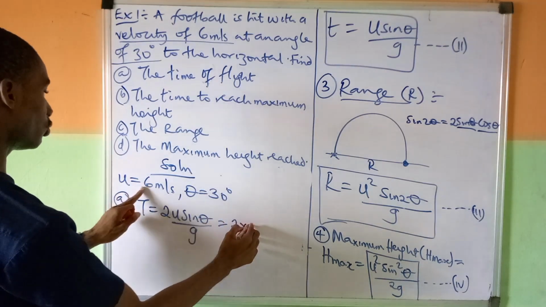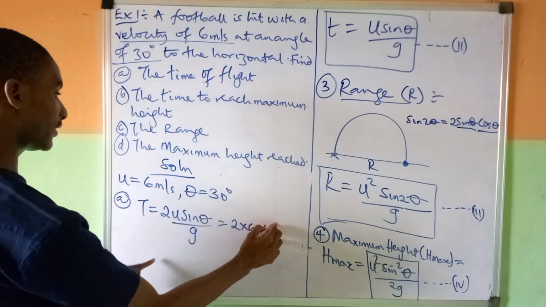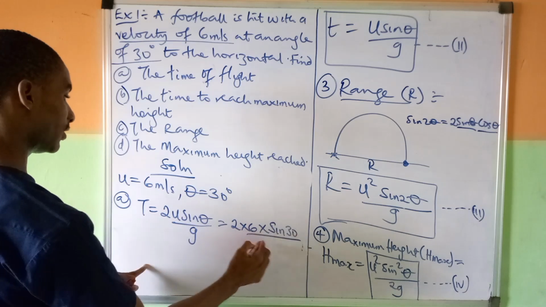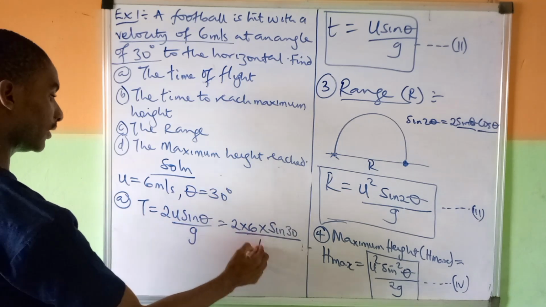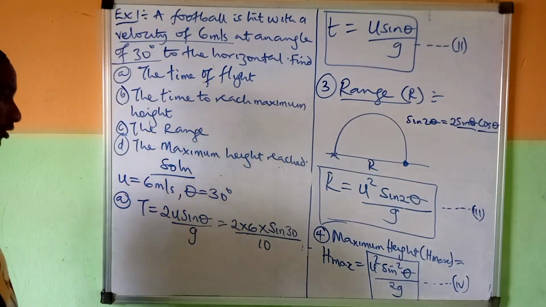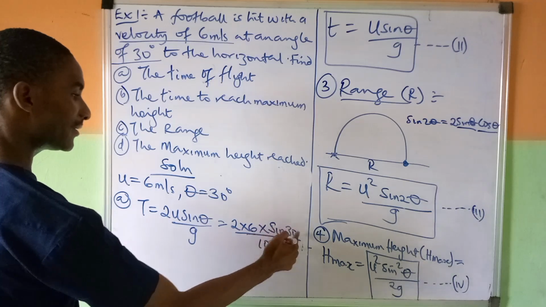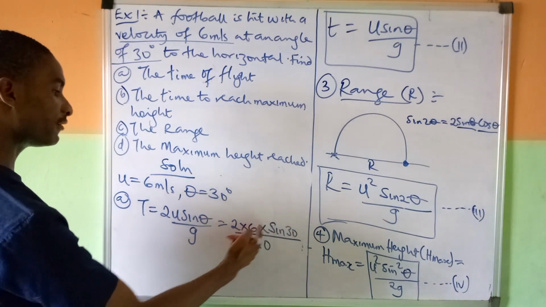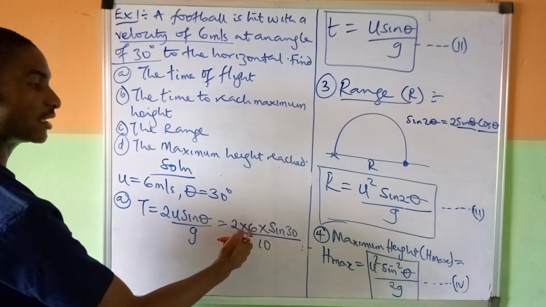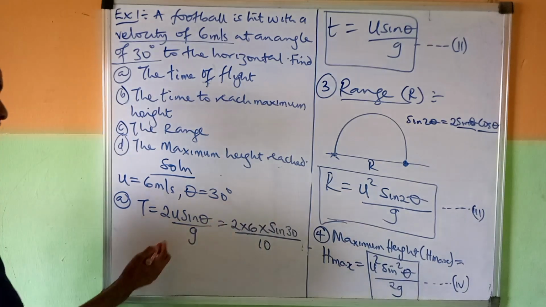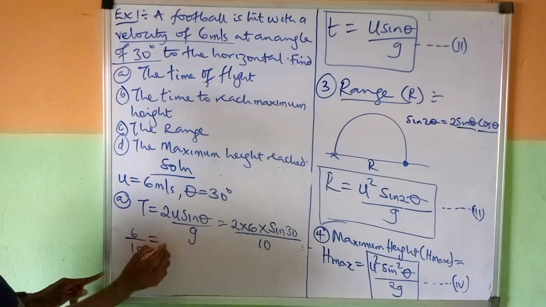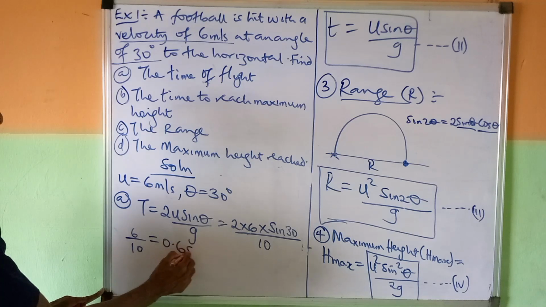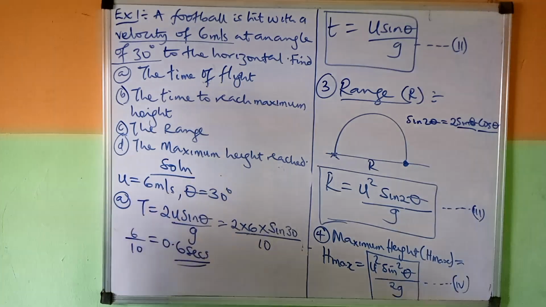2 multiplied by u, that is 6, multiplied by sine 30, divided by g, which is 10, the acceleration due to gravity, right? Of course, sine 30 is 0.5, which means half. Half of 6 is 3, and 3 times 2 is 6. So I have 6 over 10. So my answer is going to be 0.6 seconds. That is the answer. 0.6 seconds.